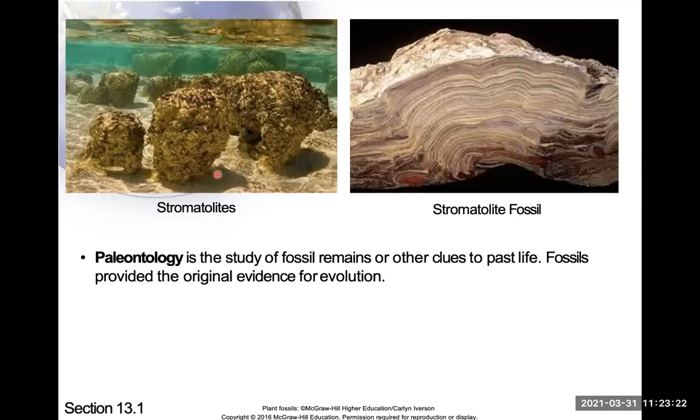So this is stromatolite. That's the simple first organism that existed, and we dated this back using carbon dating to 3.8 billion years.